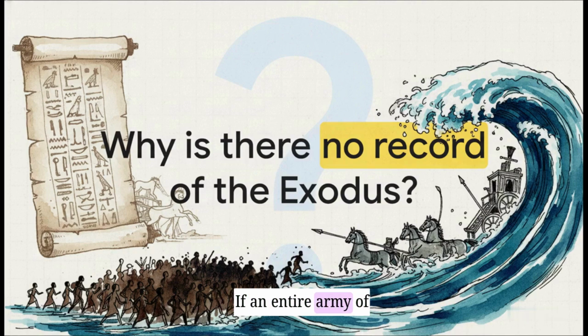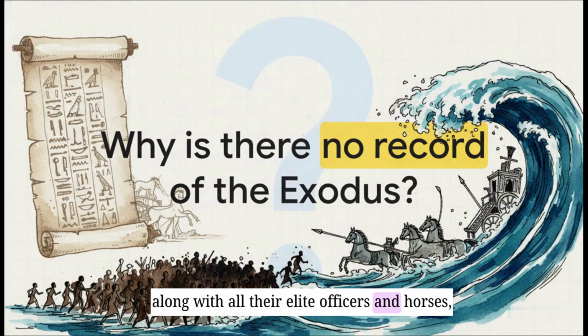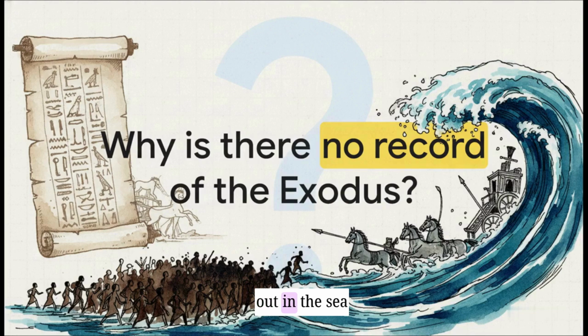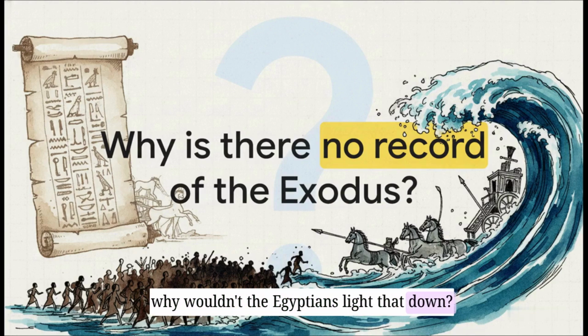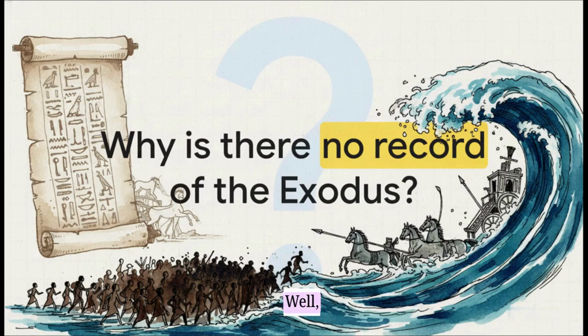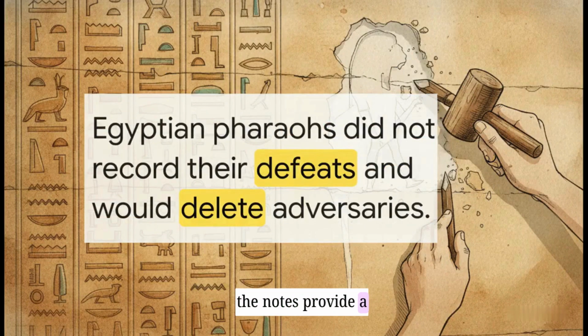If an entire army of 600 premium chariots, along with all their elite officers and horses, was utterly wiped out in the sea by a fleeing population of slaves, why wouldn't the Egyptians write that down? They were meticulous record keepers. Well, the notes provide a totally fascinating sociological answer. It turns out ancient Egyptian pharaohs had their own version of a delete button.